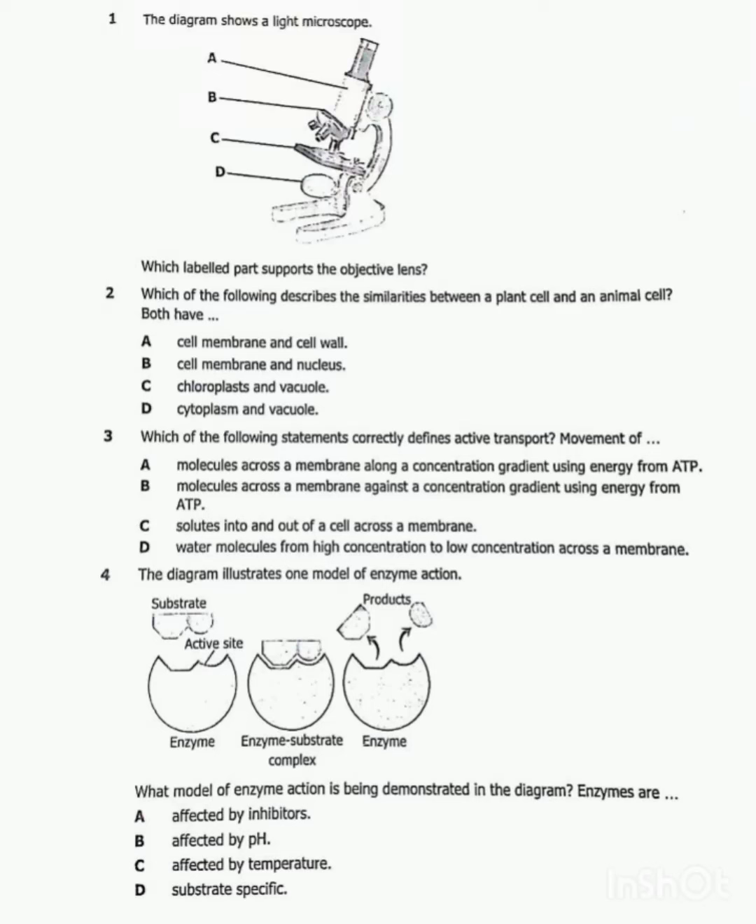Okay, so let's look at question number 1. The diagram shows a light microscope. Which labeled part supports the objective lens?